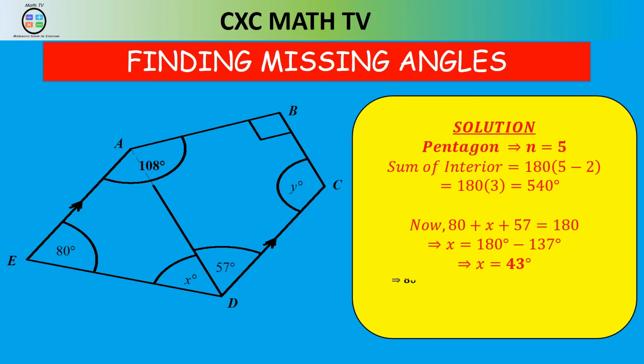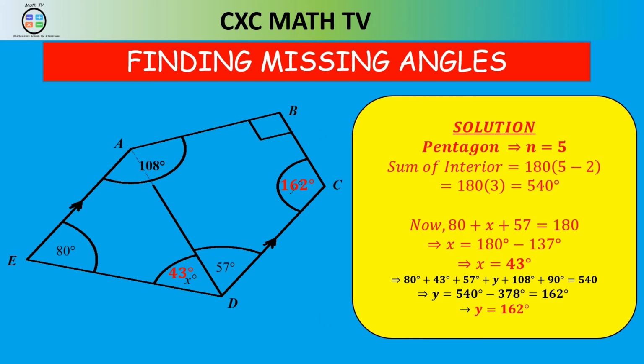Nice. Now once we get x is 43 degrees, we can put that on the diagram. And now we know that 80 plus 43 plus 57 plus 108 plus the angle at B, which is 90, equal to 540 degrees. So we can then transpose for y. And so y is equal to 540 degrees minus 378, which is 162. So y is equal to 162 degrees. Nice.